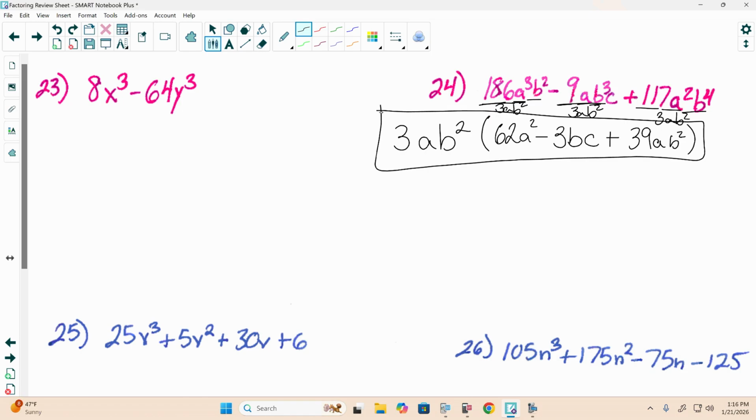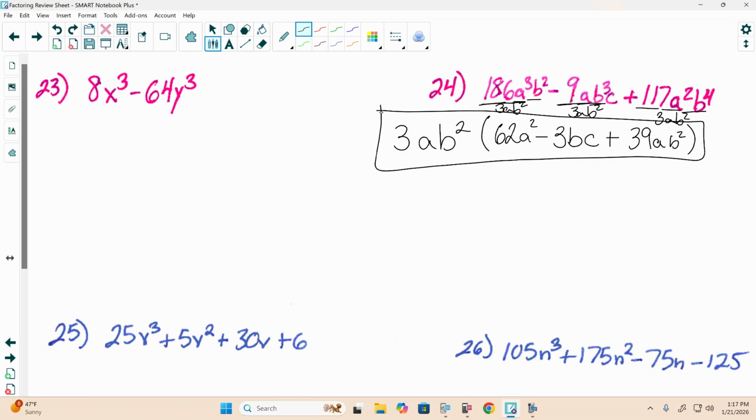Part of the reason I know that is mainly the variables. For this to work out with two variables, especially a squared and b squared, the a squared term, our 62a squared, is actually fine as it is. However, the 39ab squared would need to be 39b squared. We can't have that extra a there. Also, the middle term has to have ab. The fact that it has c is telling me it's not going to be factored. So this is actually as far as it goes.